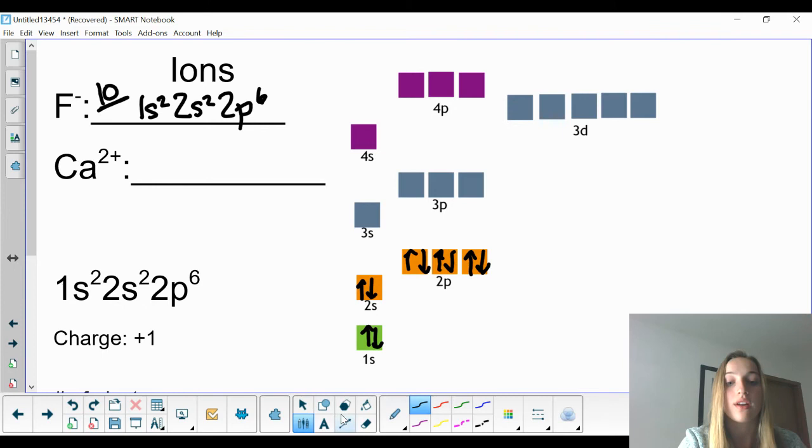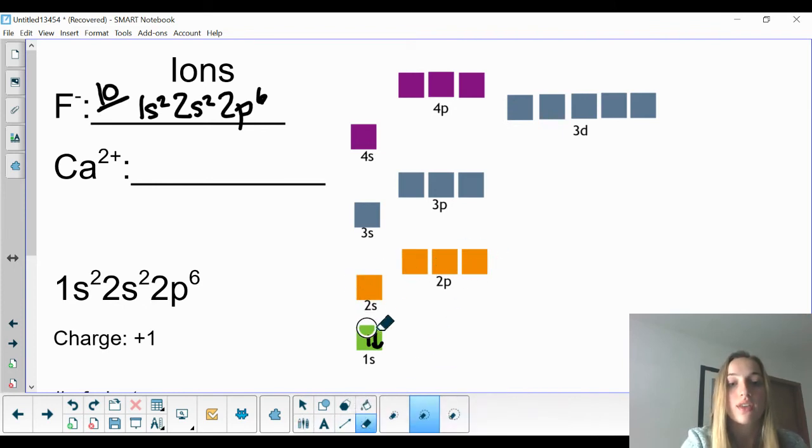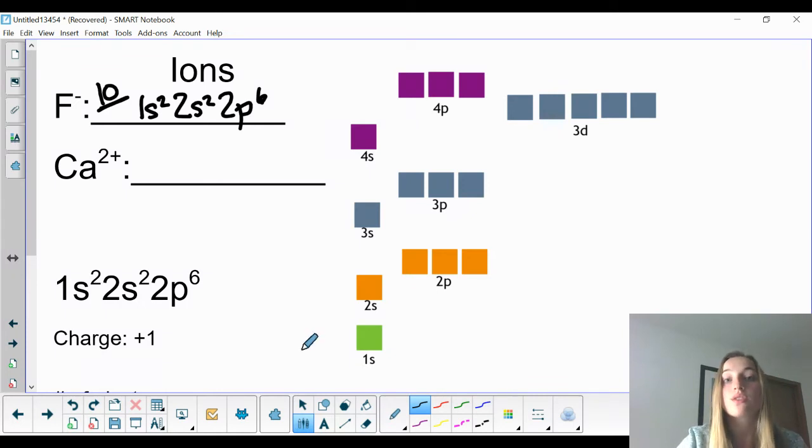For our next one, looking at calcium. Go ahead and pause the video if you think you can do this on your own. That'd be awesome. And then unpause when you're ready to walk through it. With our calcium, we have a +2 charge. This means that we have 2 more protons than we do electrons. Calcium has 20 electrons when it's neutral. So we're going to have 18 electrons to give us our +2 charge.